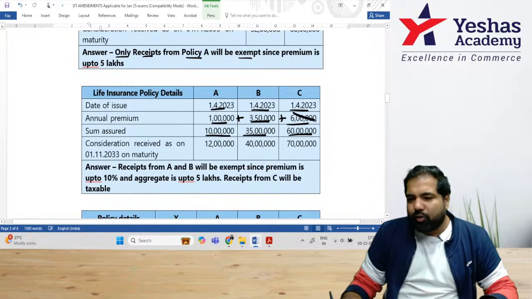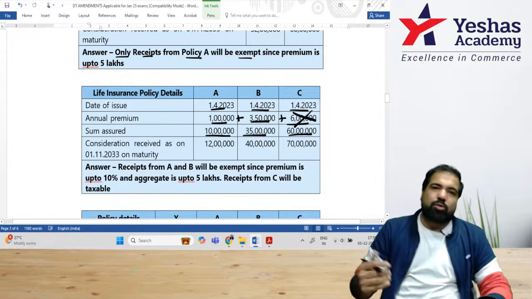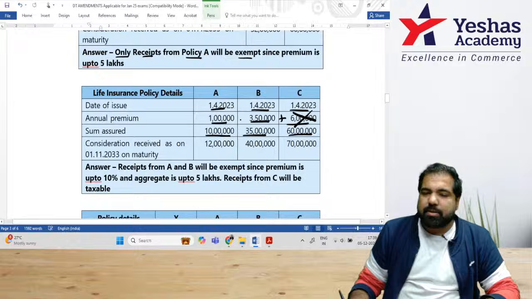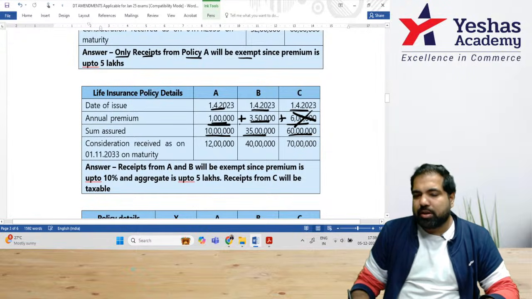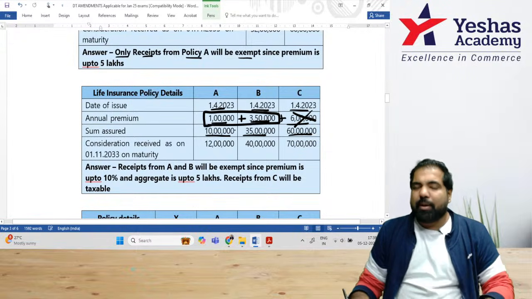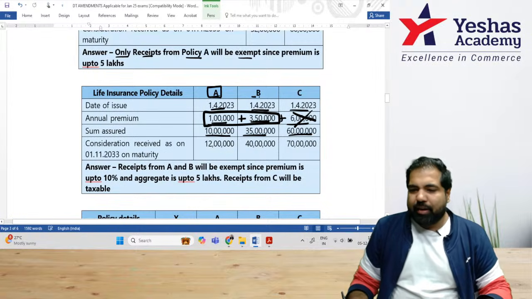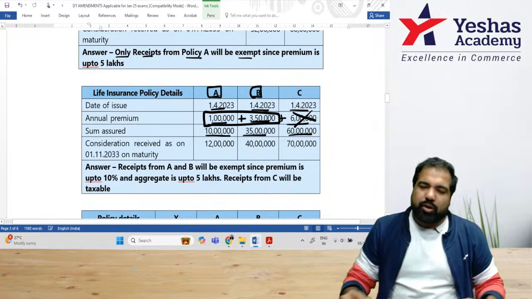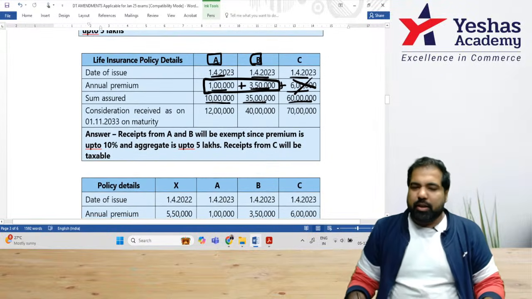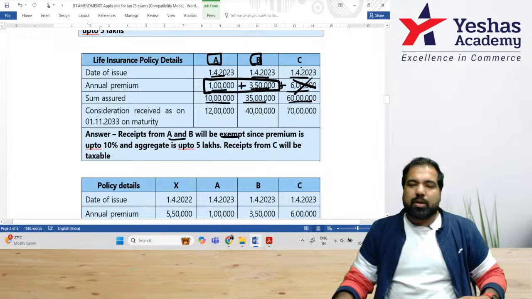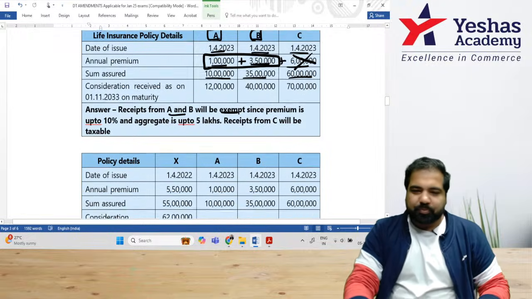This one, obviously, I can't give you exemption anyway because it's individually also more than 5 lakh. But this and this, 1 plus 3.5 lakh, totals up to 4.5 lakh. Can you take the benefit of this? Yes. So whenever you receive money from insurance policy A and B, it will be exempt. But C, unfortunately, will be taxable. Receipts from A and B will be exempt, but receipts from C will be taxable.